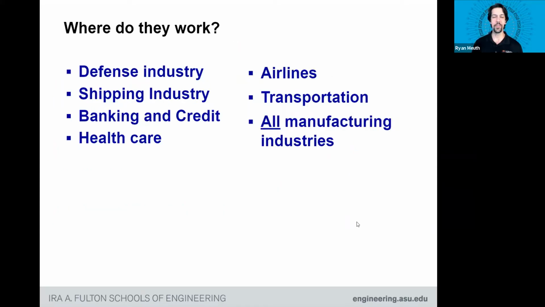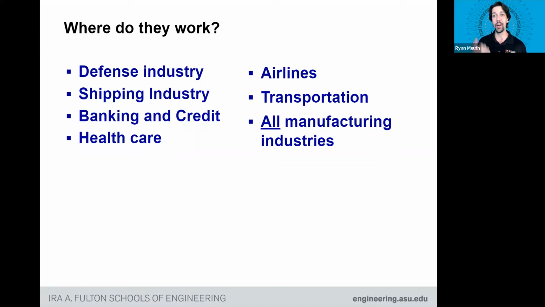And this major is very broadly spread across a huge variety of industries. The defense industry, shipping industry, all the things we talked about, all manufacturing industries employ industrial engineers because they have a manufacturing line and they want to make things as cheap as possible at the highest quality possible. We're optimizing processes to do that.